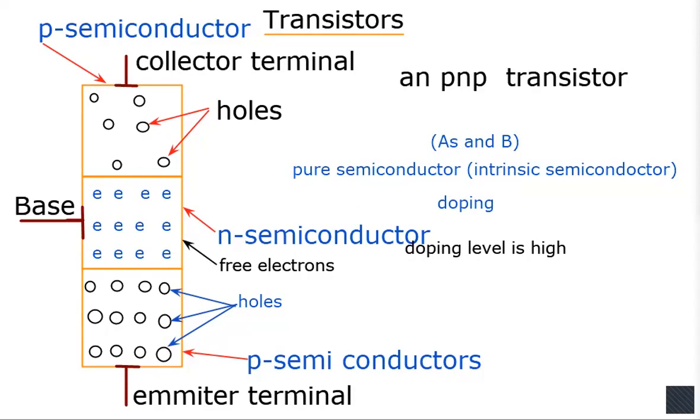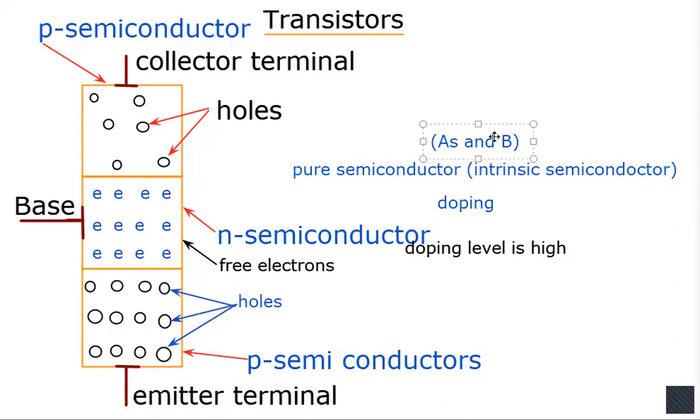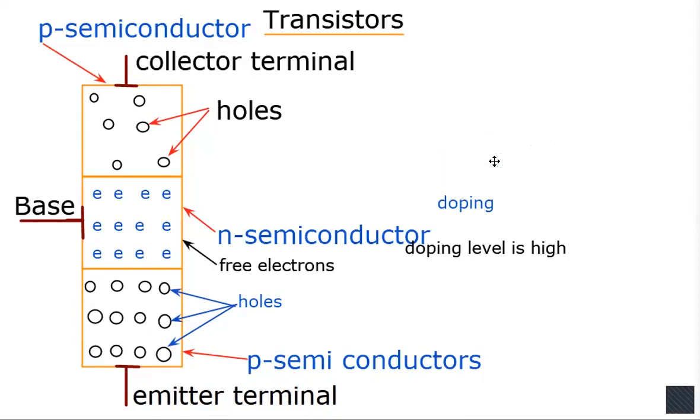The spelling is wrong, dear. Emitter spelling is wrong: one M and two T's. Collector is correct. Right, okay, dear. Draw this figure. I'll remove the unwanted things. We don't want this one, this, and this.